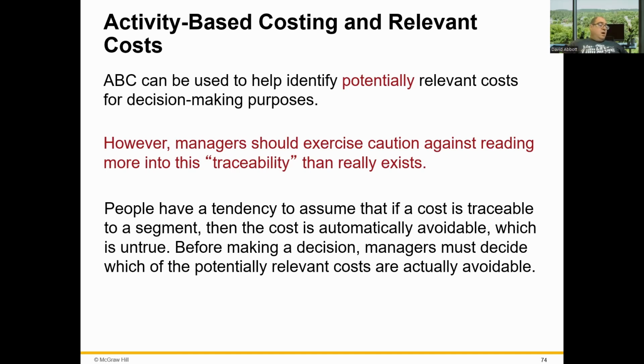Activity-based costing and relevant costs. Activity-based costing can be used to help identify potential relevant costs for decision-making purposes. However, managers should exercise caution against reading more into this traceability than really exists. People often assume that if a cost is traceable to a segment, then the cost is automatically avoidable, which is untrue. Before making a decision, managers must decide which of the potentially relevant costs are actually avoidable.